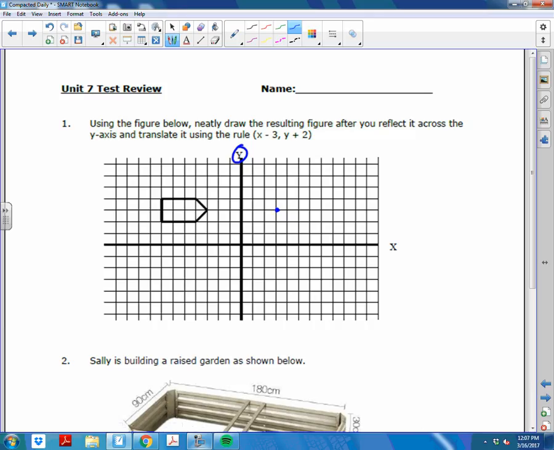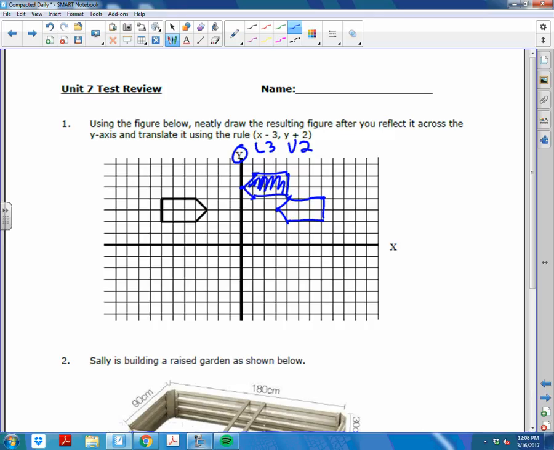And then I begin working my way backwards. Let's see, so 1, 2, 3, 1, 2, 3. So this is the resulting figure when I reflect it across the y-axis. And then I'm going to translate it using the rule x minus 3, which is basically left 3, up 2. So I go 1, 2, 3, 1, 2, and then I can put the figure here and here, making the resulting shape right there.